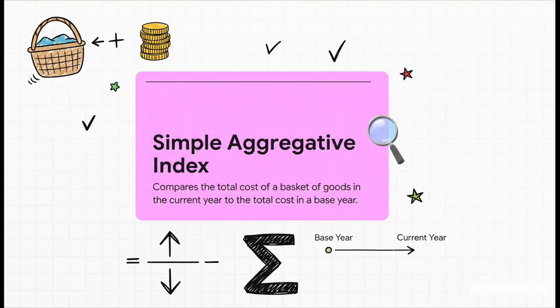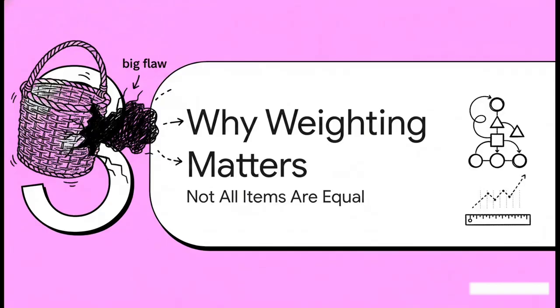So the first and most straightforward way to do this is with something called a simple aggregative index. I know, the name sounds super technical, but the idea is actually really simple. You literally just add up the prices of everything in your basket for this year, and then you divide that total by what the same basket would have cost back in the base year. And that fancy little symbol you see there, the sigma, that's just math shorthand for "add it all up." But there's a problem. This simple method has a pretty big flaw.